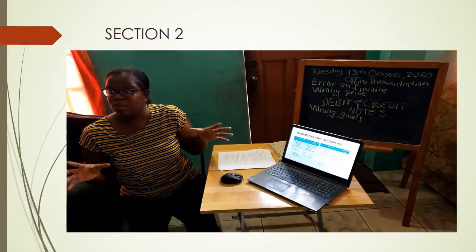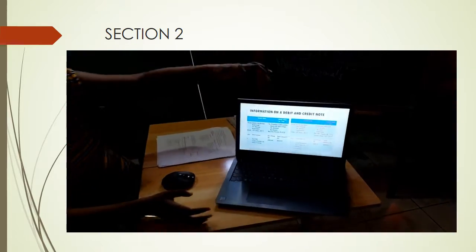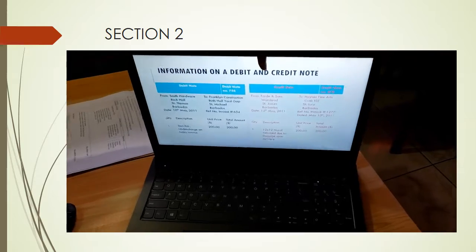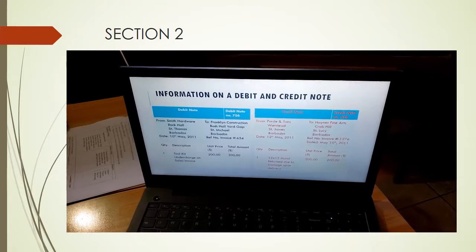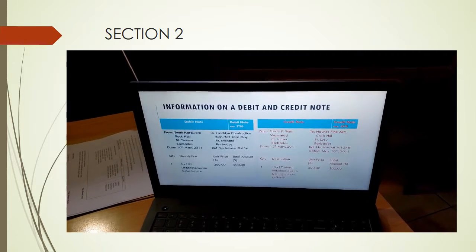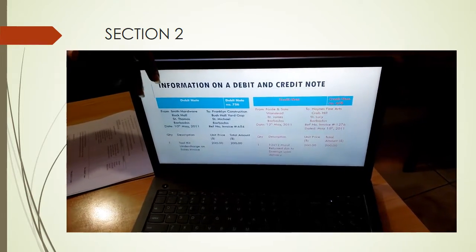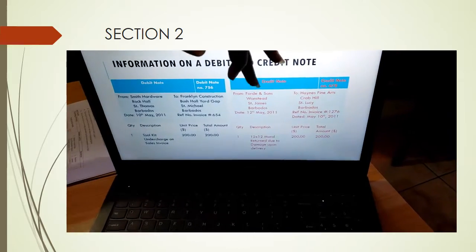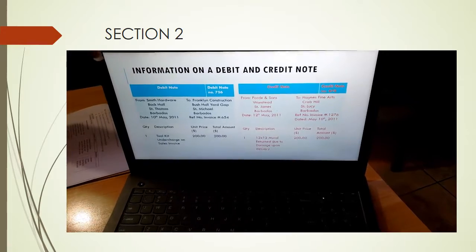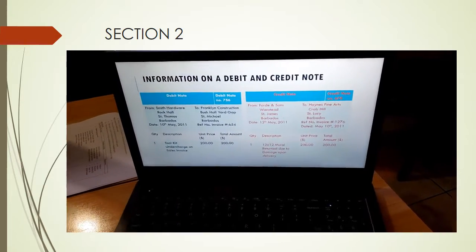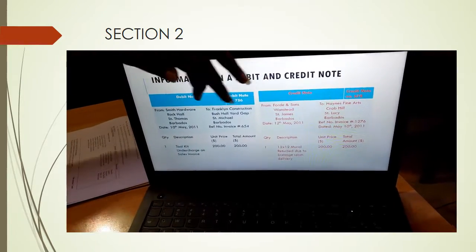So here's what you all are going to be doing in your groups now. On the screen, you see I have a debit note and a credit note. As a group, I want you to identify, firstly, the similarities between the 2 documents. What do you see as similar in the debit and the credit note? And then secondly, I want you to identify the differences. What are the differences that you observe between these 2 documents?